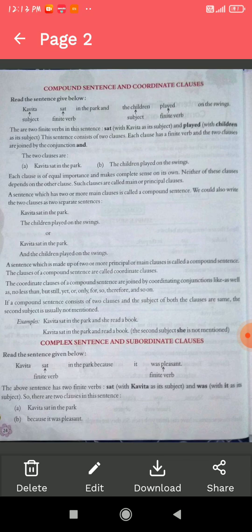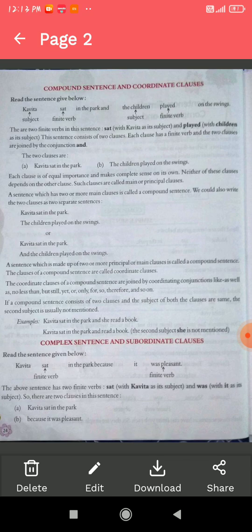Now let's see page number 224, compound sentence and coordinate clause. Before we start discussing the compound sentence, we have to make sure that we already know what a clause is. There are two types of clause. First is the independent clause. Another name for the independent clause is coordinate clause, main clause, or principal clause. So many names, but their work is the same. Another type of clause is called the subordinate clause. It is not independent, and it is always dependent on the main clause.